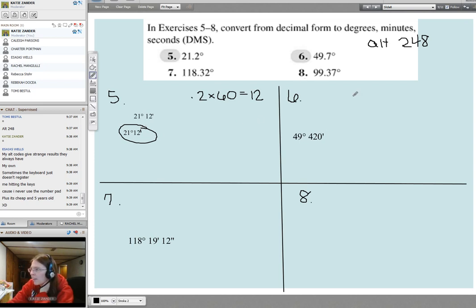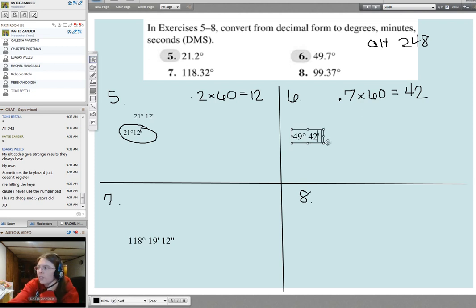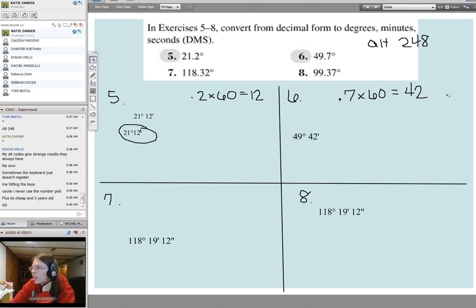In 6, I think we have an extra 0 that's not needed. Let's see, we have 0.7 times 60. 0.7 times 60, I believe, is a 42. So let's take away that extra 0 at the end there. So it's 49 degrees, 42 minutes. Notice there's no decimal there either, so we do not need to worry about any seconds in question 6.